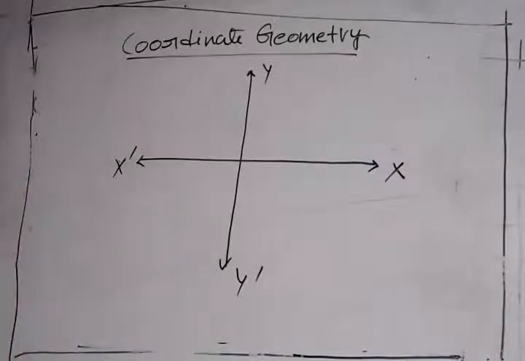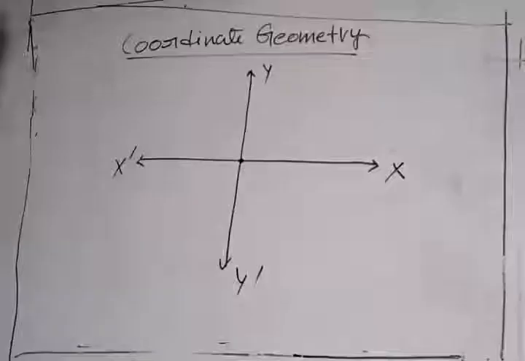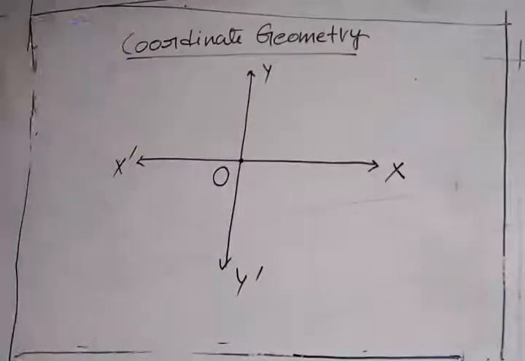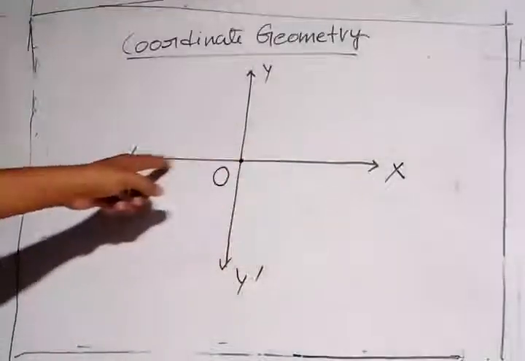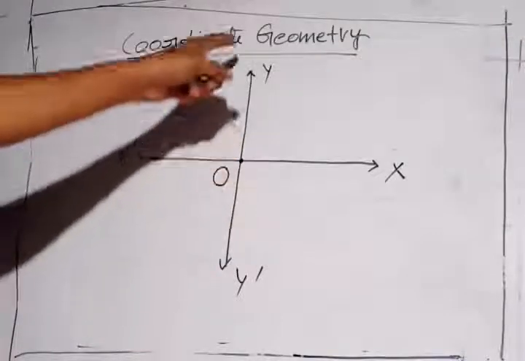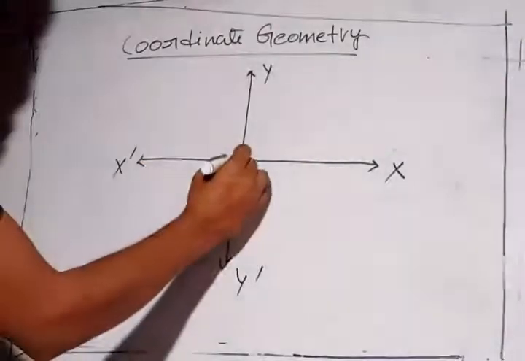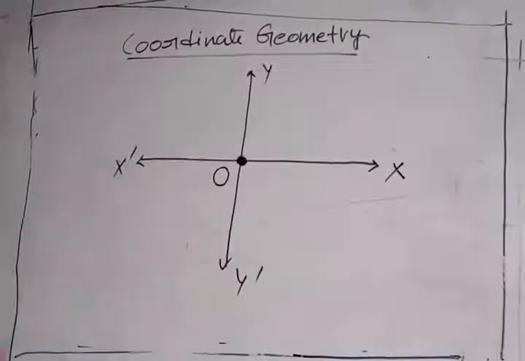Where these two axes join, where they meet, this point is called origin, and we denote this with O. So this is the graph, meaning the Cartesian plane. This is x-axis, this is y-axis. Where the x-axis and y-axis meet, this is called the origin. This point is called the origin, and the origin we denote with O.